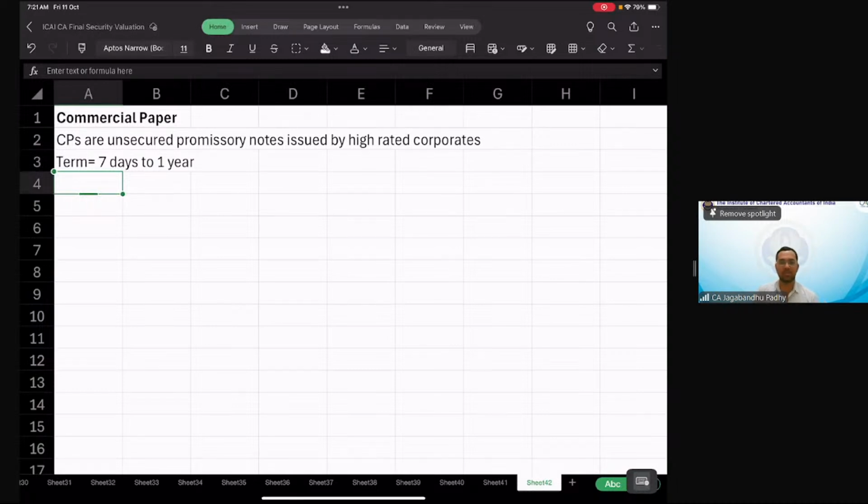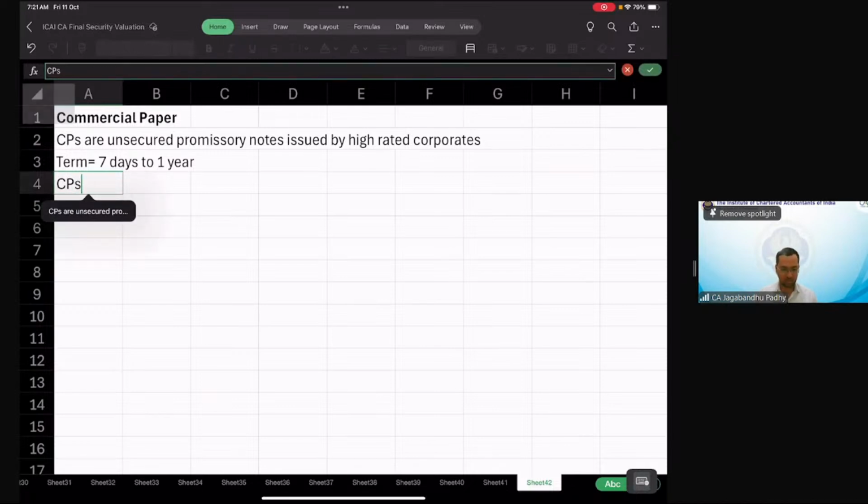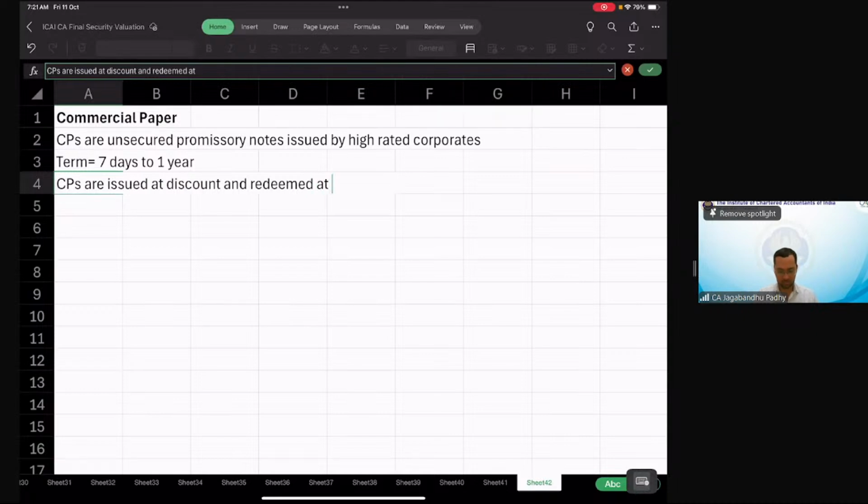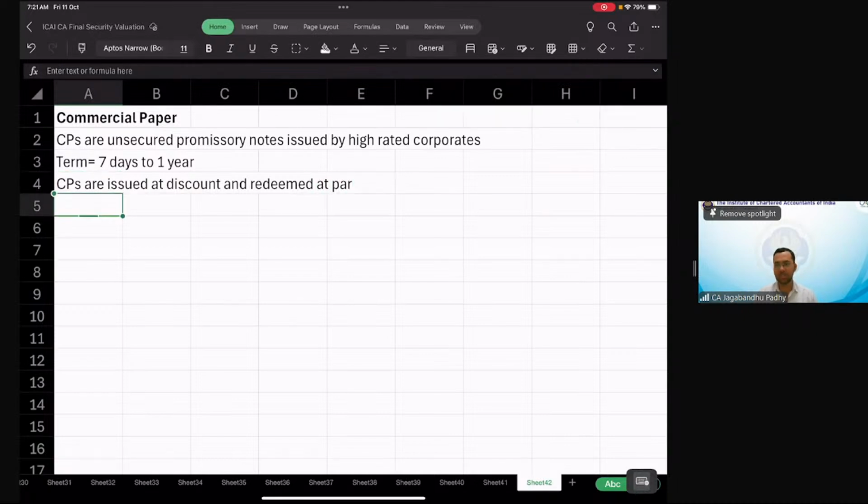So the maximum tenure for which a commercial paper can be issued is again up to 1 year. Now, just like treasury bills, commercial papers, CPs, are issued at discount, and they are going to be redeemed at par. So basically, you as an investor are going to earn the differential amount as the interest. Whenever there is a working capital requirement or short-term requirement, commercial papers are issued by the corporates to take advantage of the money market for short-term money needs.